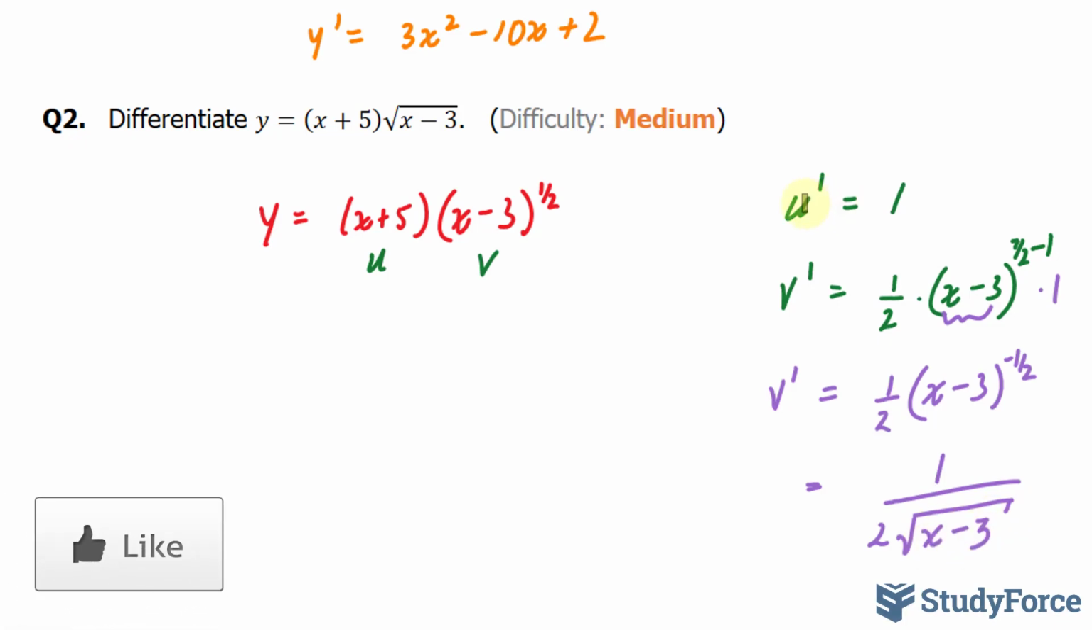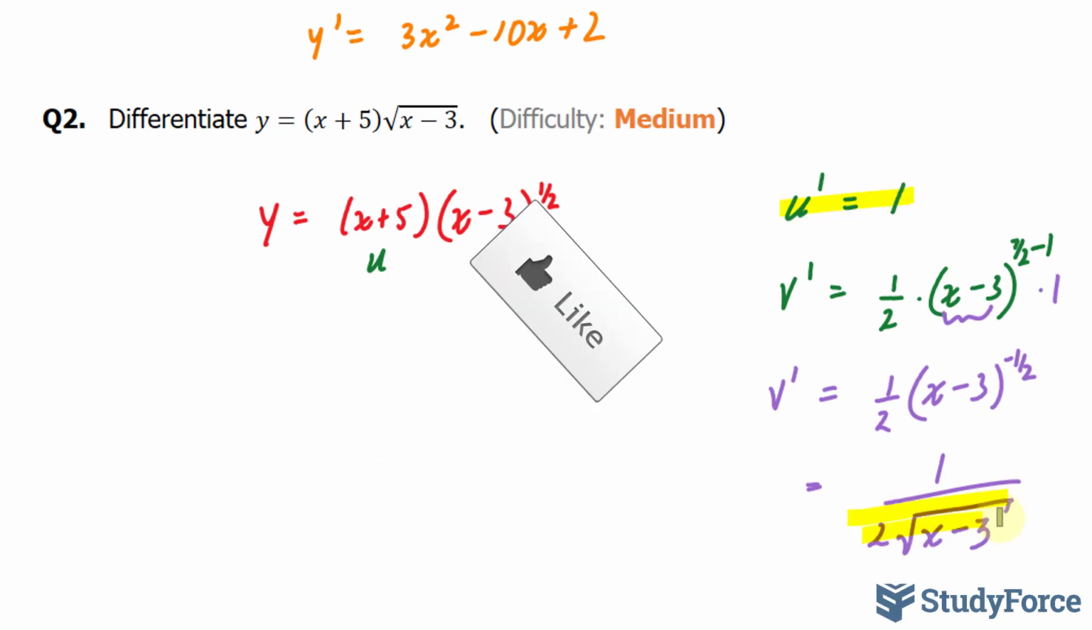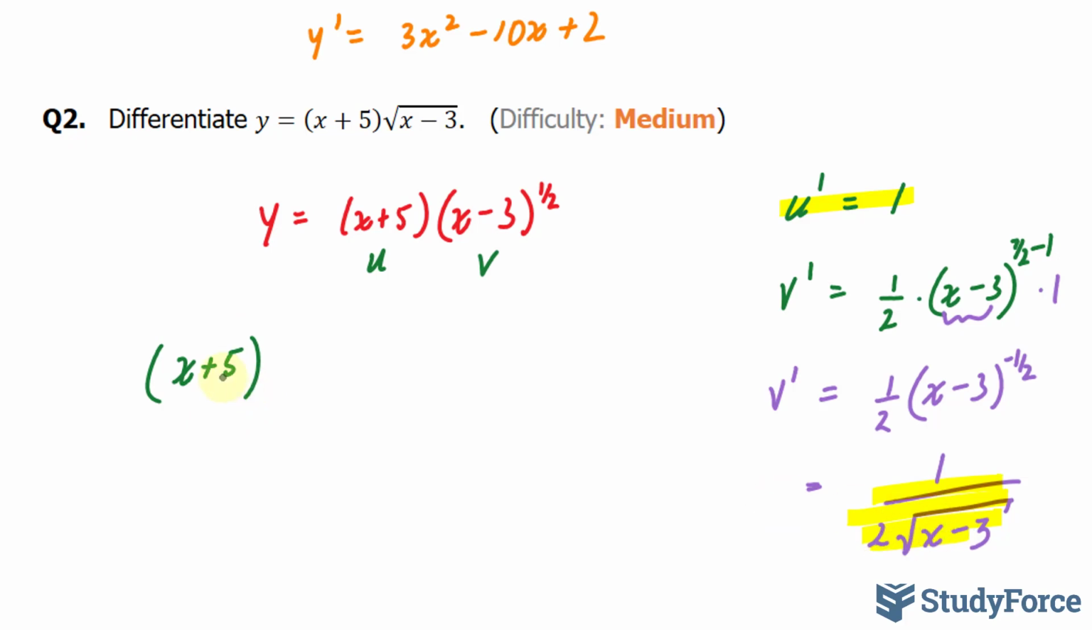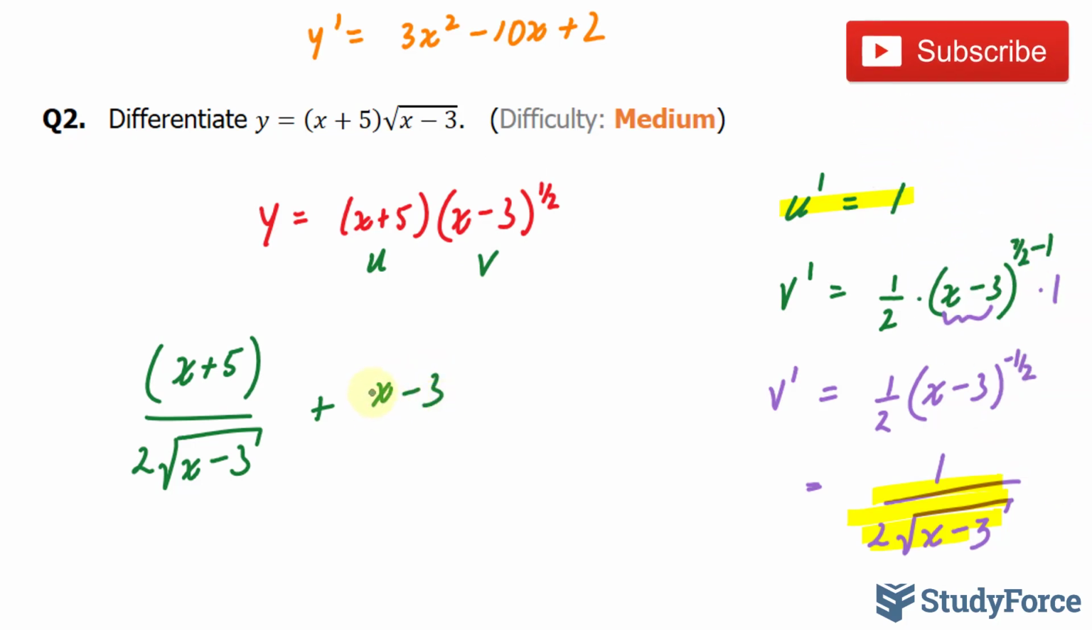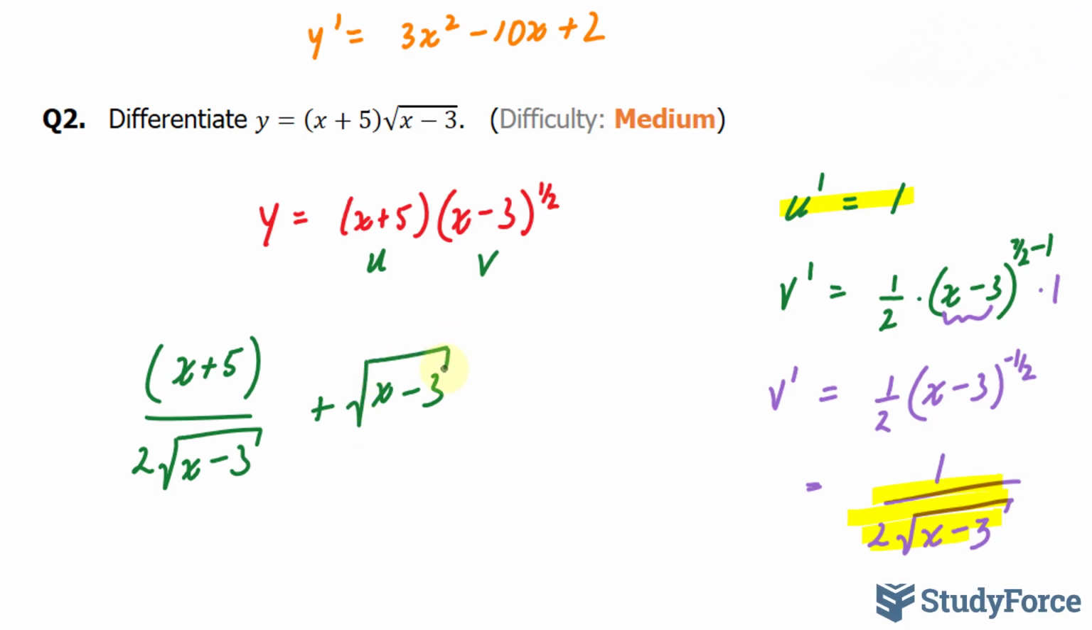I found the derivative of u and the derivative of v. Let's go ahead and apply the product rule. Leave u the way it is, x plus 5, and multiply it by the derivative of v, which is right here. If I multiply this by this, I end up with x plus 5 over 2 times the square root of x minus 3, plus, now we keep this part the way it is, x minus 3, and I don't need to write it as half anymore, I can write it as radical, so the square root of x minus 3, times the derivative of u, that part is easy, it's multiplied by 1, and this is the derivative of our function.